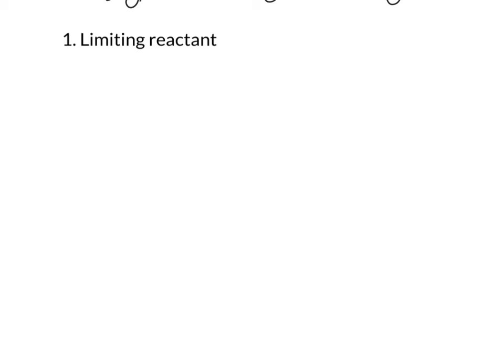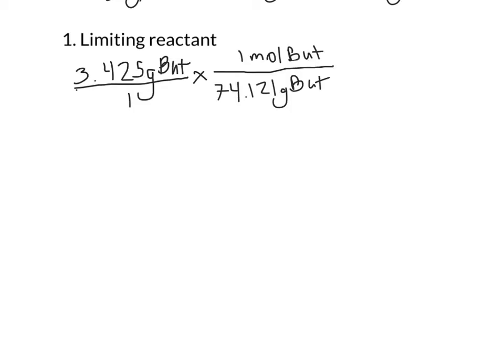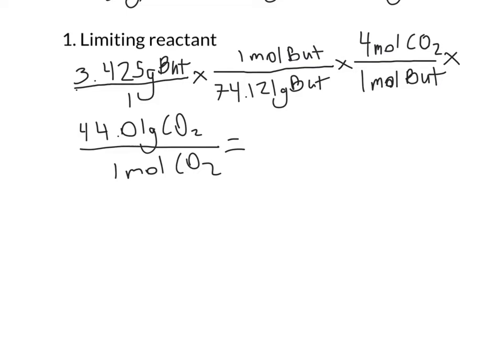To find the limiting reactant, we'll be doing this in 2 steps. First, we will start with grams of butanol, and we will change it from grams to moles. Then we will use the molar ratio of butanol to CO2 to convert from moles butanol to moles CO2. Then we will convert moles of CO2 to grams of CO2. And we get 8.134 grams of CO2.